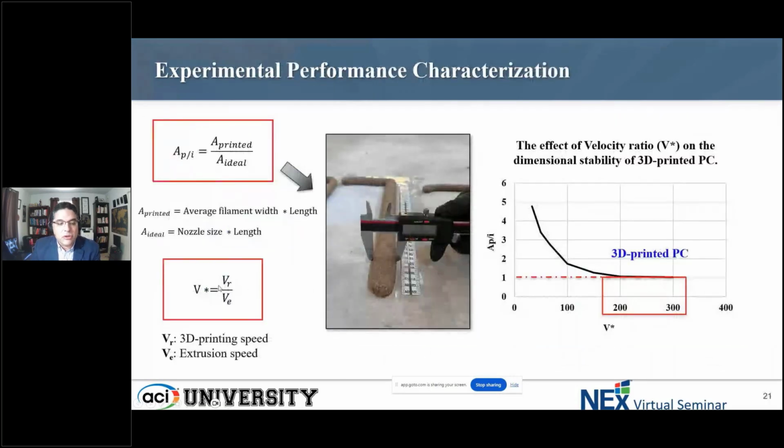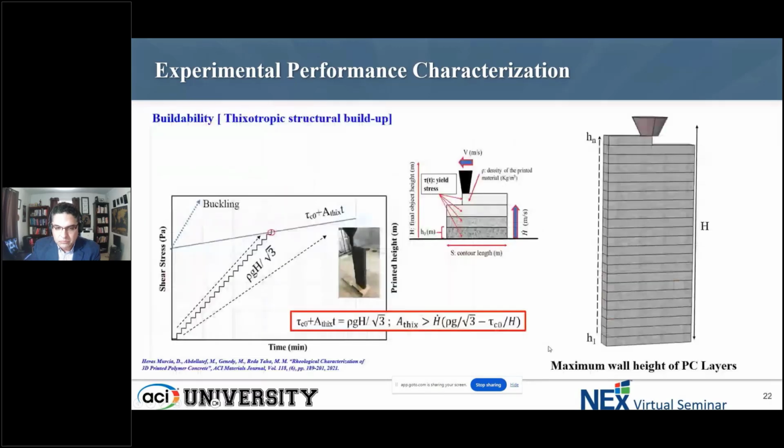And to do this, we use two factors, basically A sub P, which is the ratio of the printed area to the ideal area. The ideal area is the area we would like to have. Also the 3D printing speed as a ratio to the extrusion speed. Then we look at this chart, and for 3D printed polymer concrete we have typically been seeing that a V star value in the 200 to 300 range, with a ratio of the printed to ideal value within 1, something in this window will give us a good quality polymer concrete to print.